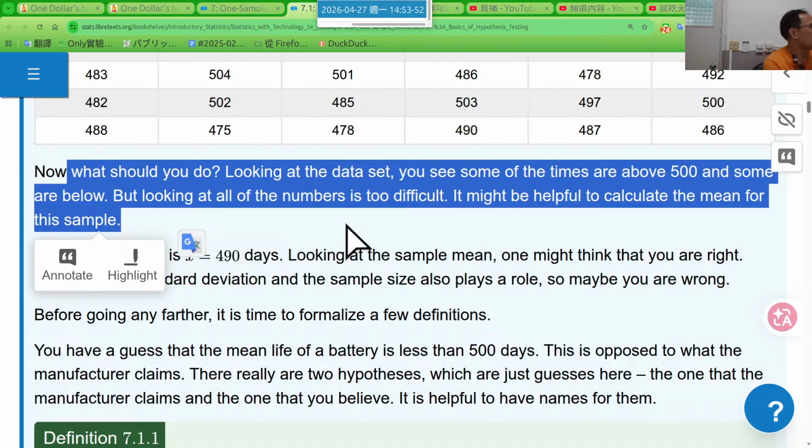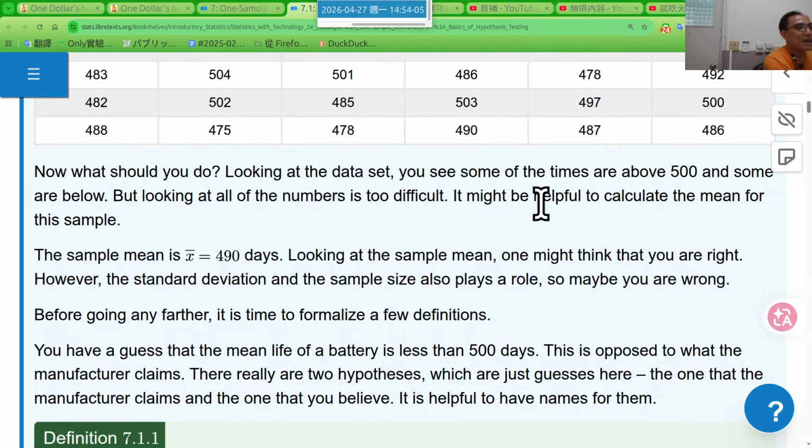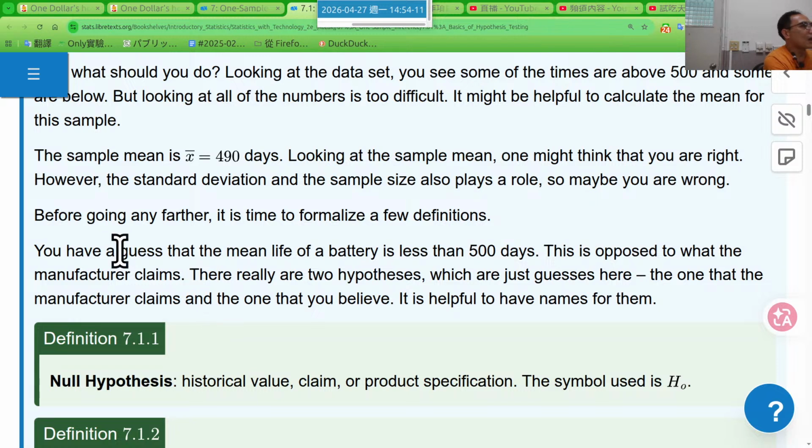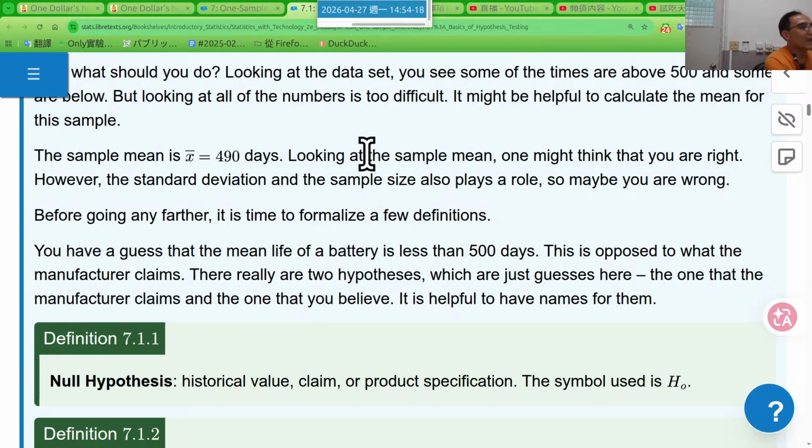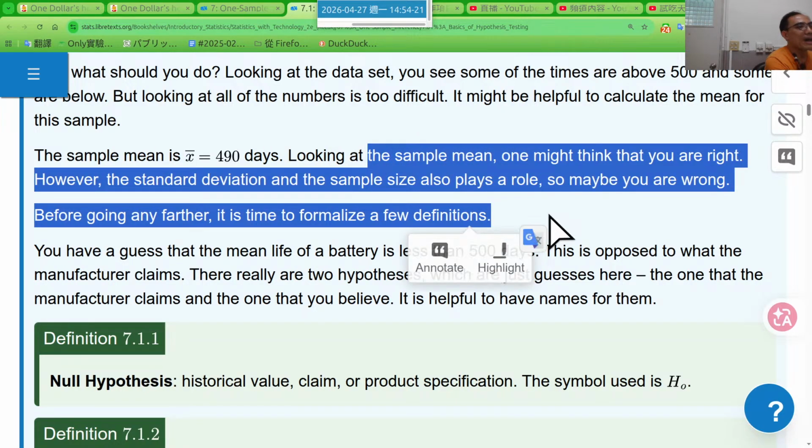Look at the data set. You see some of these times are over 500 days and some are below. But looking at all the numbers is too difficult. It might be helpful to calculate the mean for this sample. According to the question in the textbook, the sample mean x bar is 490 days. Looking at the sample mean, one might think that you are right. That is below the given average life, 500 days.